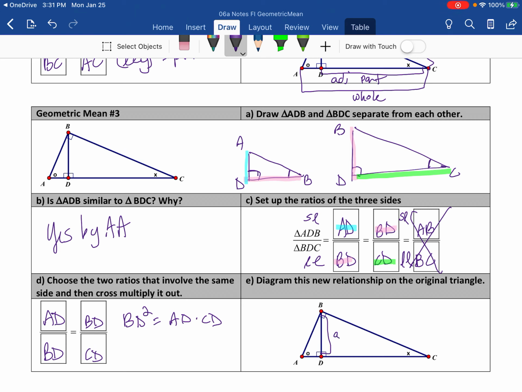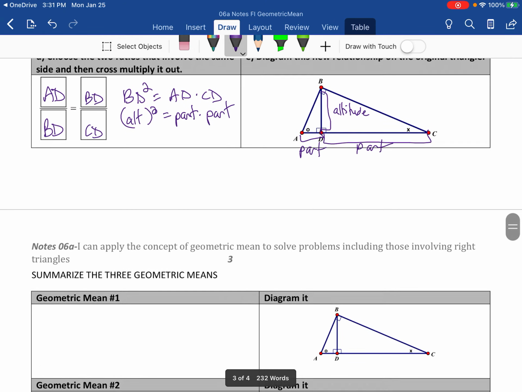BD squared. Well, that is my altitude. So it's going to be altitude squared is equal to AD, part of my hypotenuse, times CD, which is my other part. So you're multiplying both parts. Whenever we talk about part, it's always that part of the hypotenuse. So it's going to be altitude squared is equal to part times part. We're not going to write part squared because those are two different parts.